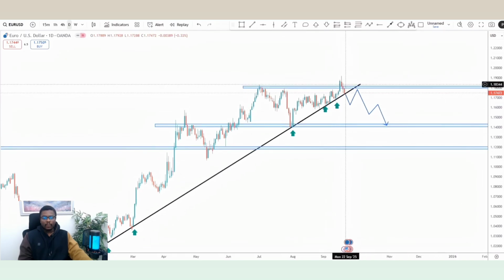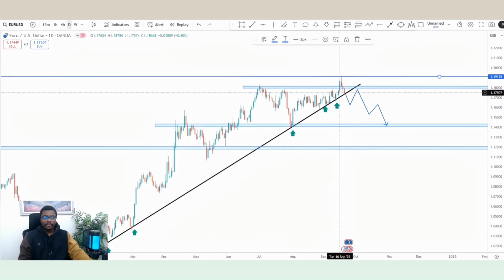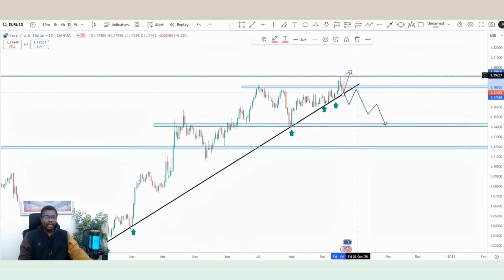On the other hand, we could possibly see price clear this area as well, clearing the previous high here and going to the upside. So if price again decides to bounce from here, clearing these previous highs and breaking this 1.192 area, then we might be looking for more buy trades.